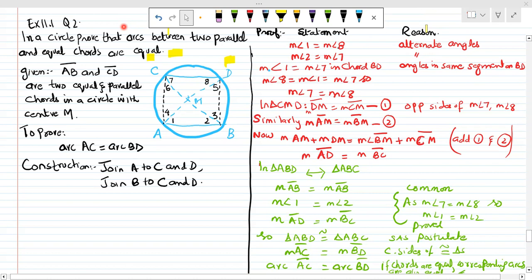So we have taken the step of construction. We have joined A not only to C but also to D, and we have also joined B to C and D both. Now look at the step of proof.